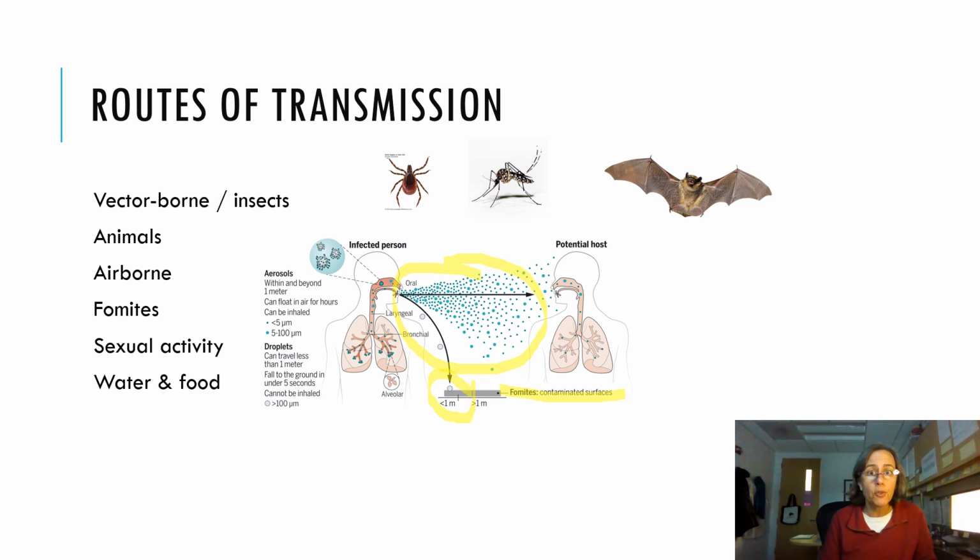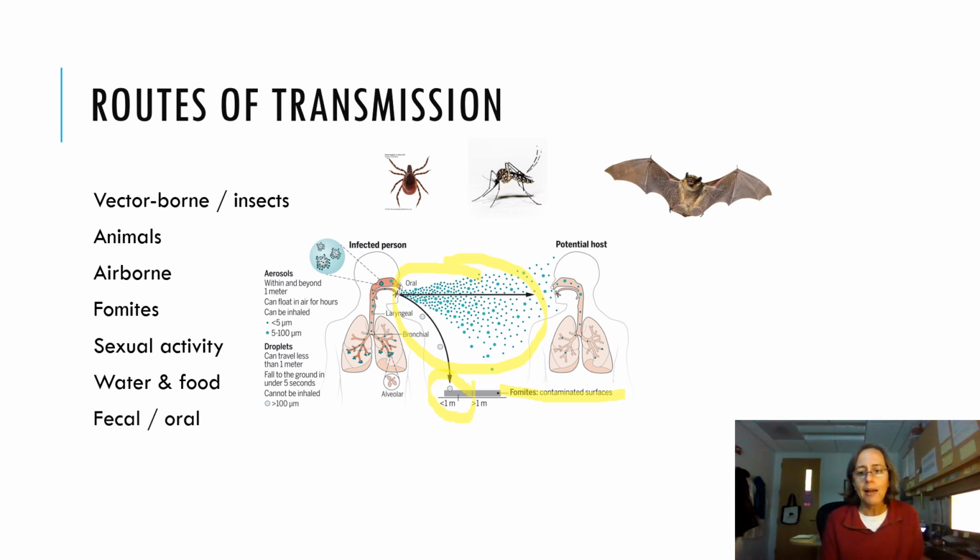Then water and food. Sometimes bags of salad lettuce are contaminated with E. coli, or strawberries or hamburgers somewhere. Water, absolutely. So remember the case of John Snow and the cholera epidemic, where the contaminated well, the Broad Street pump, was the source of the cholera epidemic. So water and food can also be the routes of transmission.